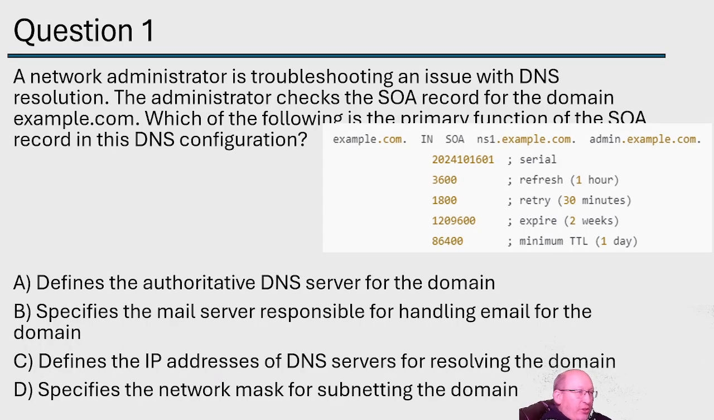A network administrator troubleshooting an issue with the DNS resolution. The administrator checks the SOA record for the domain example.com. Which of the following is the primary function of the SOA record in this DNS configuration? What do we think? I know it's a little bit of an acronym twister if you're not familiar. What is an SOA and what is its primary function? Do you remember? Think about it.